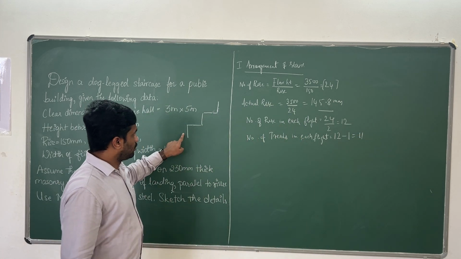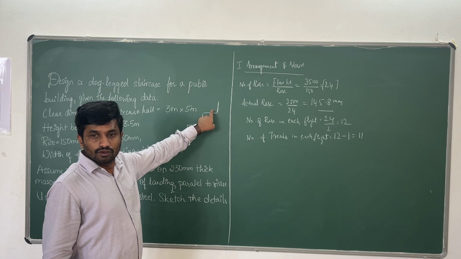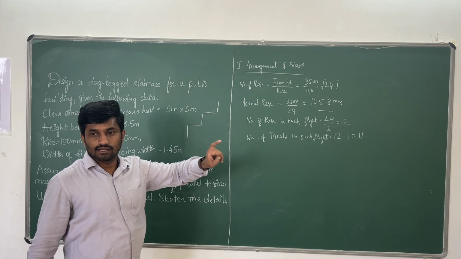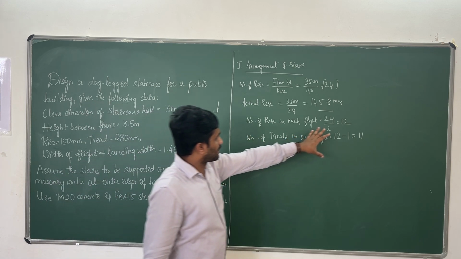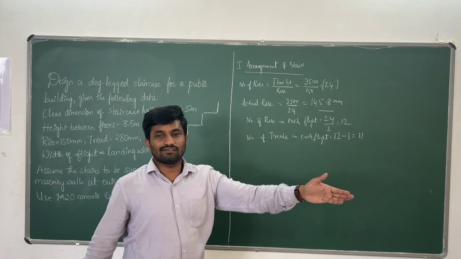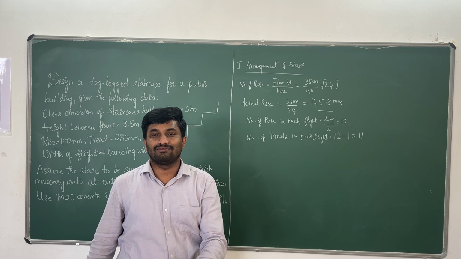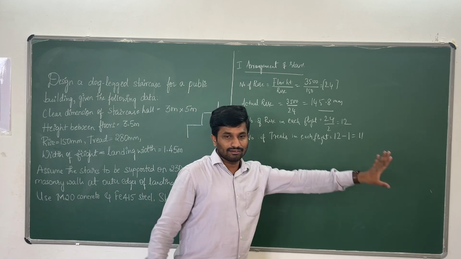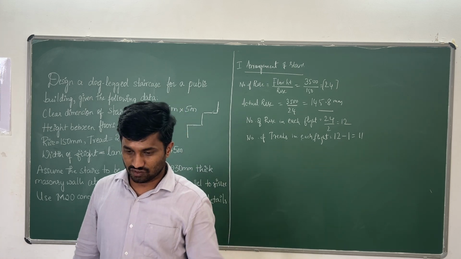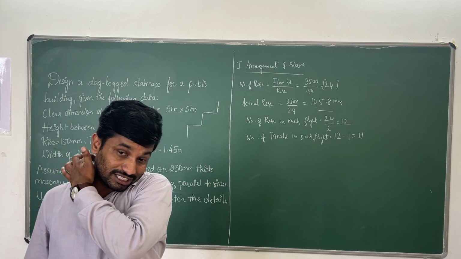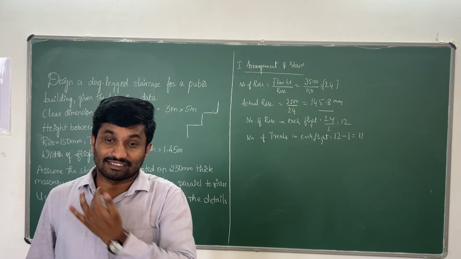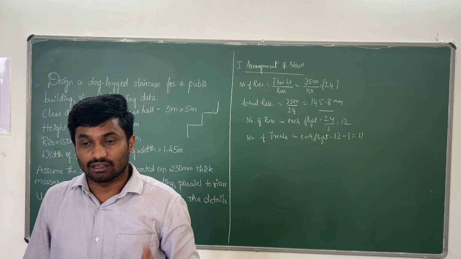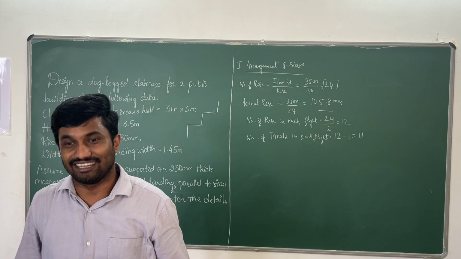So this is very simple. You just observe there are 2 steps. So we are having 1, 2, 3 rise, 2 threads. So in each flight we are having 12 rise, and we are getting 1 number less threads. So 12 minus 1 is 11. So this is the very first step. Now we have decided the number of rise and the number of threads in each flight. Now I am going to sketch the details.